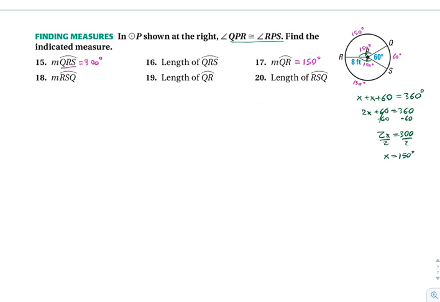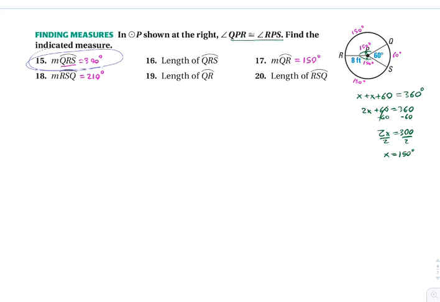RSQ, so I'm just going to look at this. So R to S to Q, that's 150 plus 60, so that's 210. Now let's figure out the lengths they're asking for. So the first length is QRS. We know from this problem right here that the measure of that arc is 300 degrees. So we're going to use that to figure out the length.